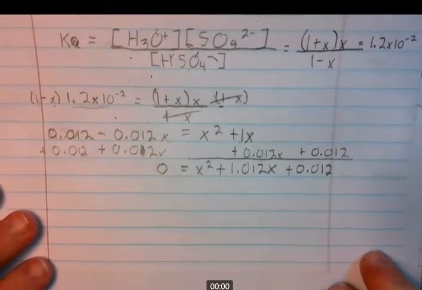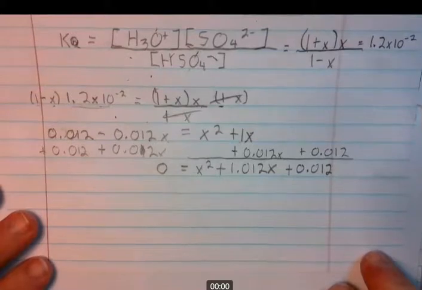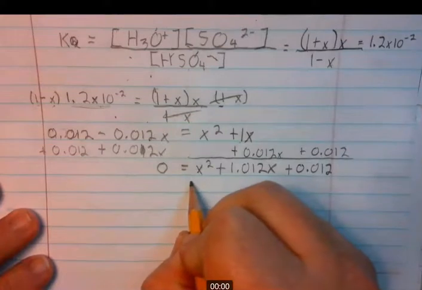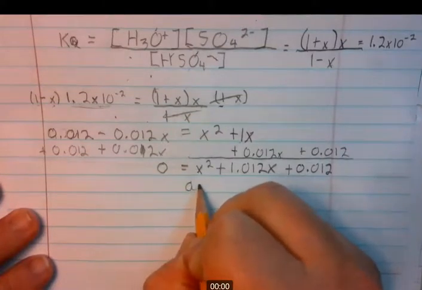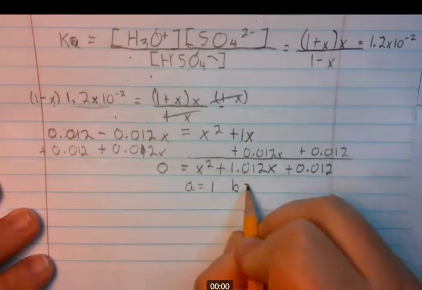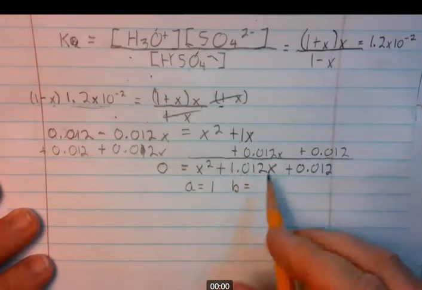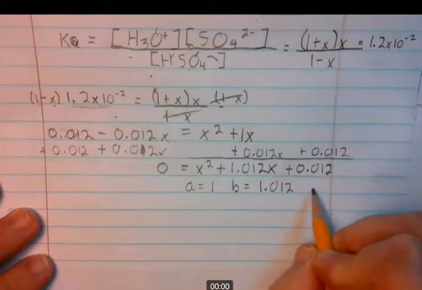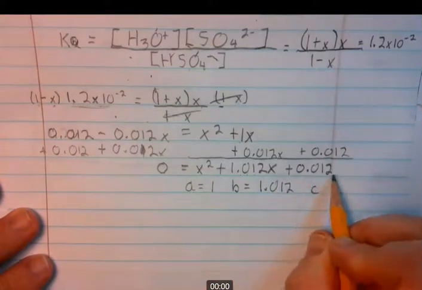I'm going to violate my rule. I'm not going to write out the quadratic formula. I'm just going to go ahead and plug in the numbers here. So what we have to say is that a in the quadratic formula is equal to 1. That's the coefficient right here. B is equal to 1.012. That's the coefficient here. And C is equal to 0.012.